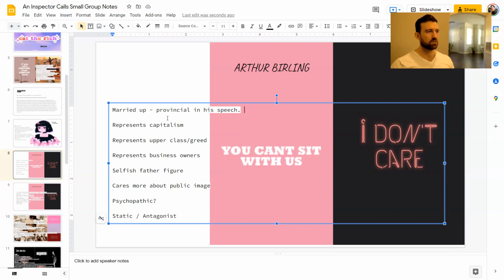One of the things about Arthur is that his wife is always trying to teach him how to be more upper class, and she tries to correct him and things like that. So that's quite an interesting part of his character. He represents a lot of things in the play. As you know, J.B. Priestley is a socialist, and he writes this play as a kind of political play to try and convince people that socialism is better than capitalism. So Arthur Birling is representing capitalism, and as a result of this, he's represented as corrupt and greedy and selfish.